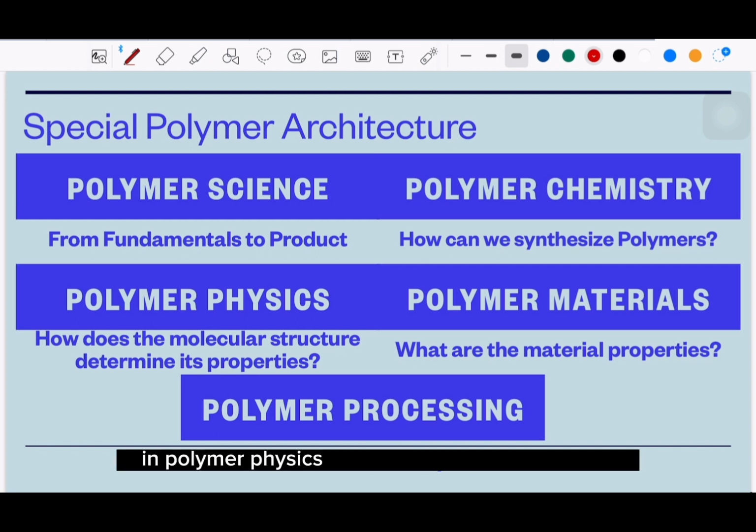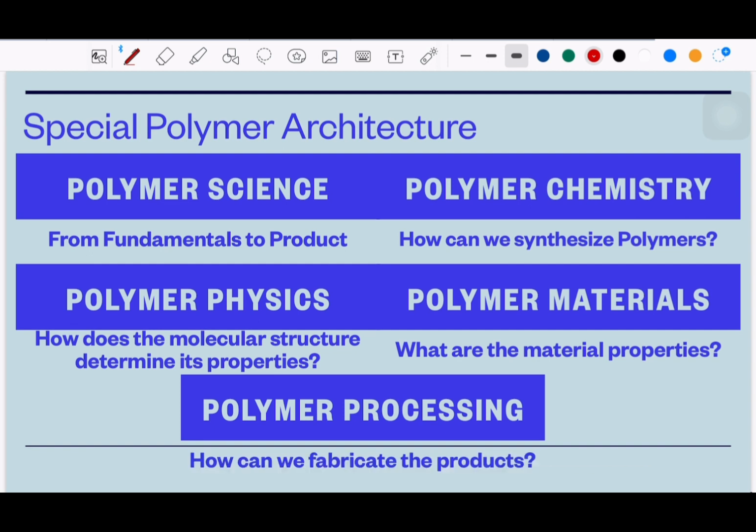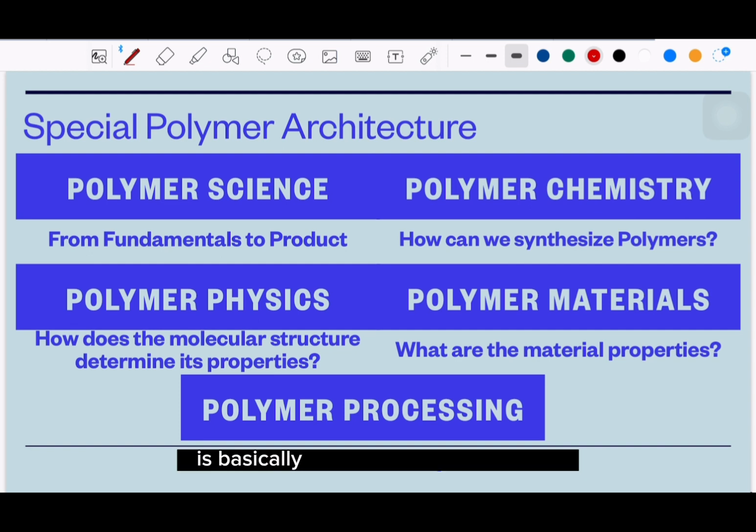And then polymer physics. This is related to the structure. How is the structure related to the property? Like when you learn material science, you change the structure, you change the property. And the way you change the structure is basically how you synthesize the polymer. So this is all connected.